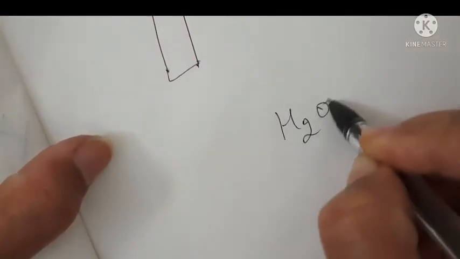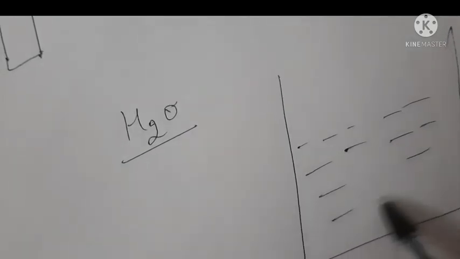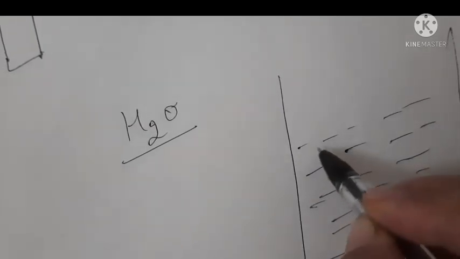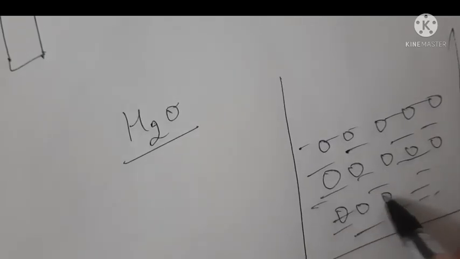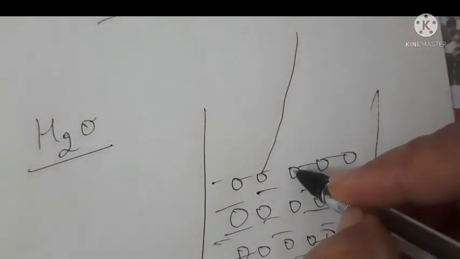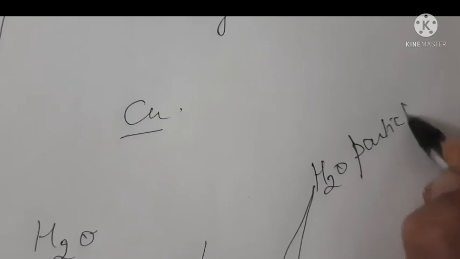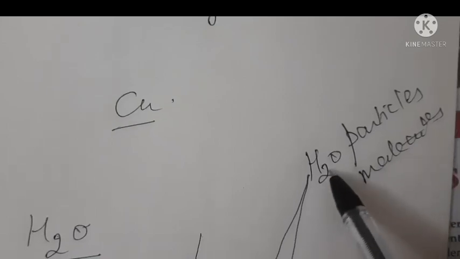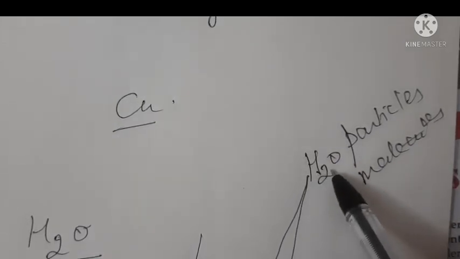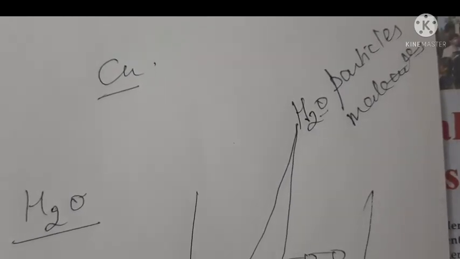Now what is a compound? We say that water is a compound. Suppose this is water. This water also consists of a large number of particles, but here all the particles are water particles, which are called molecules. Why molecules? Because each consists of 3 atoms, 2 atoms of hydrogen and 1 atom of oxygen. So there are 3 atoms in total. More than 1 atom, we call it a molecule.